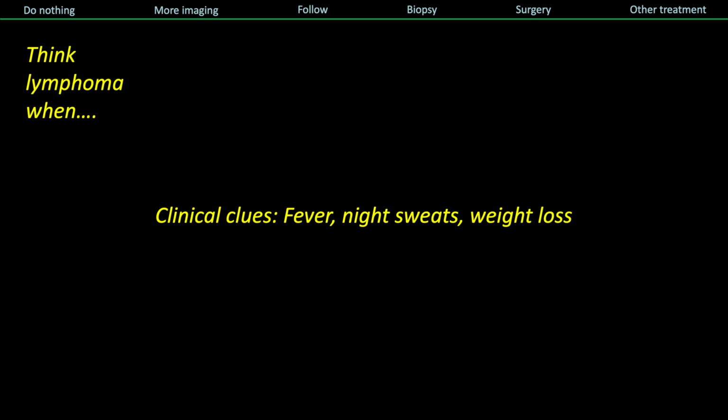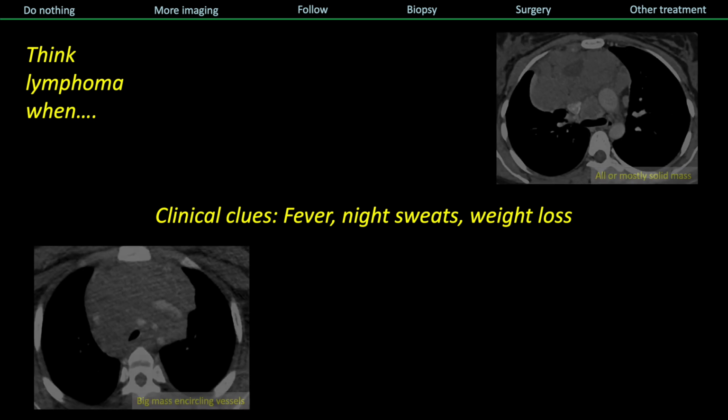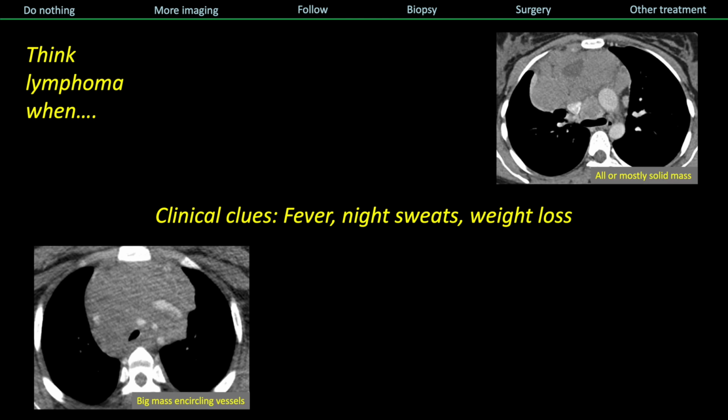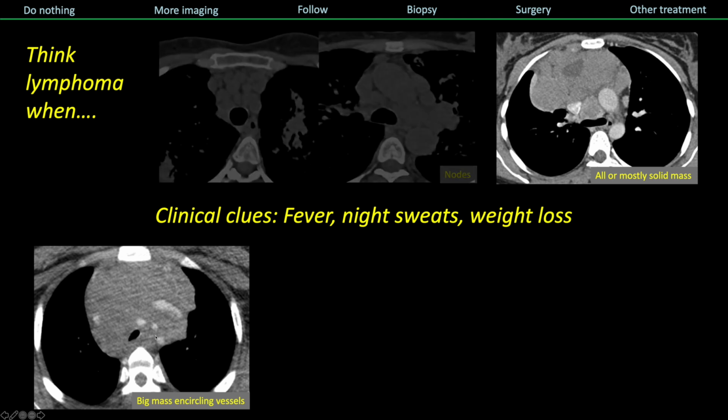Think lymphoma when you've got clinical clues, something like fever, night sweats, or weight loss, so-called B symptoms, to trigger an idea that you may be dealing with a lymphoma. If you've got a big mass in the anterior mediastinum that's all or mostly solid, that's a pretty good look for lymphoma. And those masses, which can be other things too, typically do deserve biopsies. If you've got a mass that encircles vessels but doesn't occlude them, great look for lymphoma.